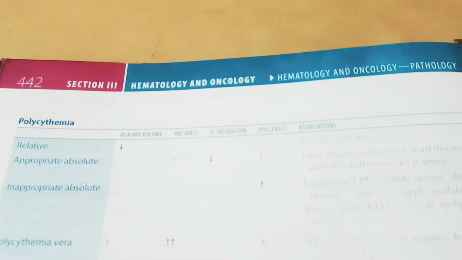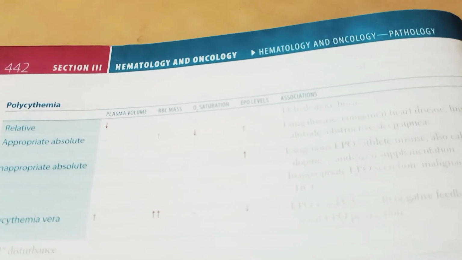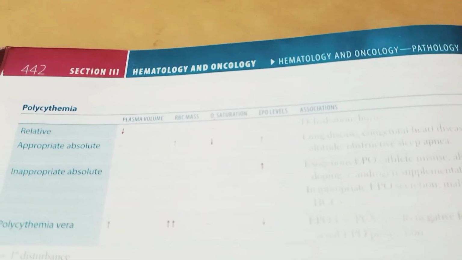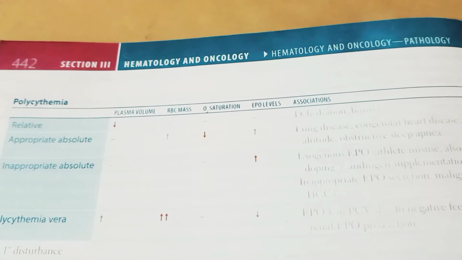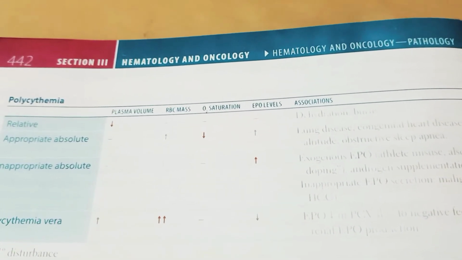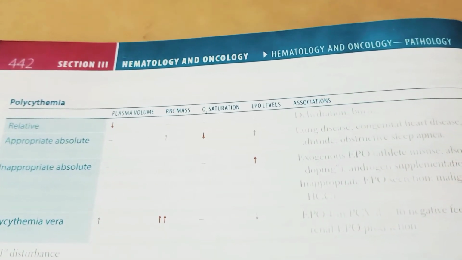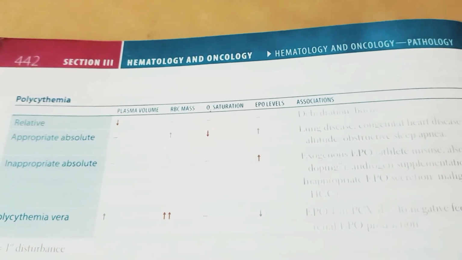Now coming to polycythemia. In polycythemia, let us see the lab values. So related to relative polycythemia, there will be decreased plasma volume, whereas RBC mass, oxygen saturation, and EPO levels are normal. Association, you can see this in dehydration and burns. So in dehydration and burns, only plasma volume is decreased, but RBC mass, oxygen saturation, EPO, all those are normal.